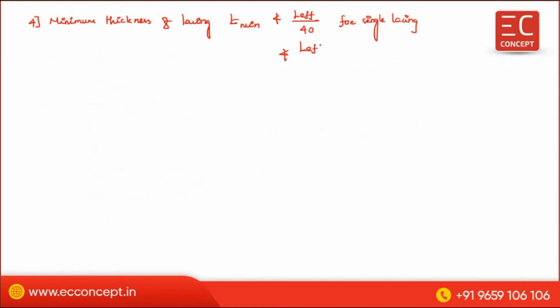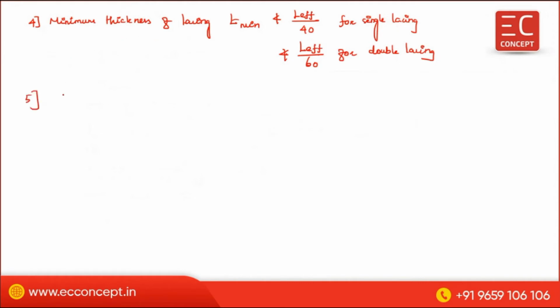Fourth one, minimum thickness of lacing, that is T minimum, should not be less than L effective by 40 for single lacing, and L effective divided by 16 for double lacing.